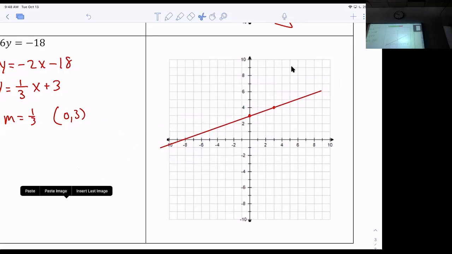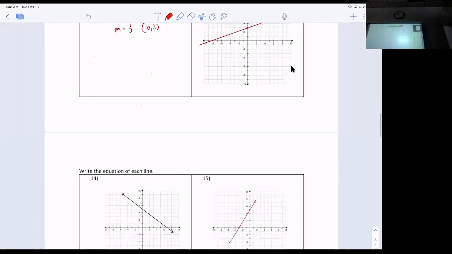Not bad at all, right? Not bad, not bad. Okay, so that's really super duper important, guys. All right, now we're going to the next page.